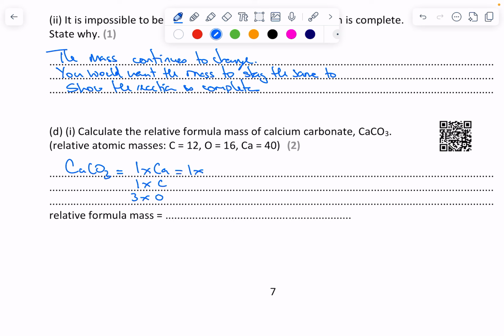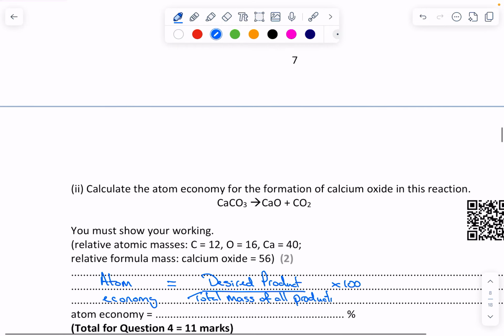Then put the relative atomic masses in, so that's going to be 1 times 40, which is 40. You've got 1 times 12, which is 12. And then I've got 3 times the mass of oxygen, which is 16. So that's 16, 32, 48. Add those up. So that's going to be 0, and then you've got 4, 8, 9, 100 is the final answer for that one.